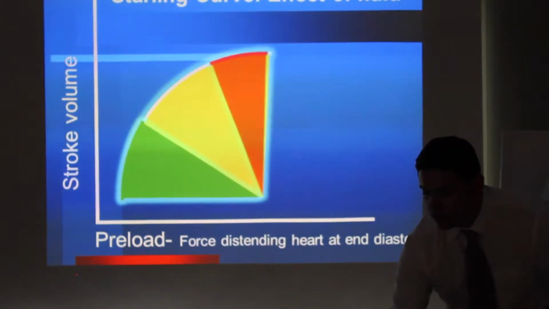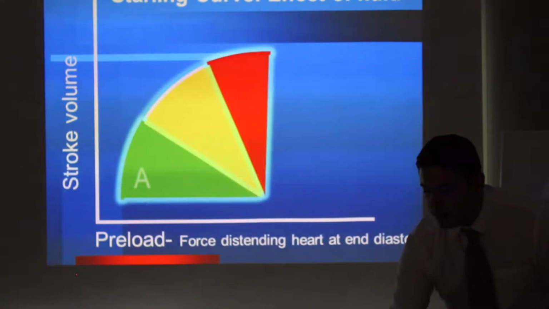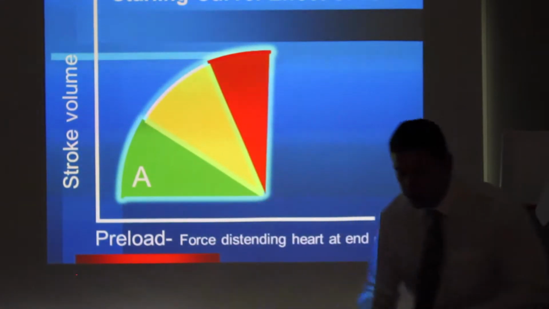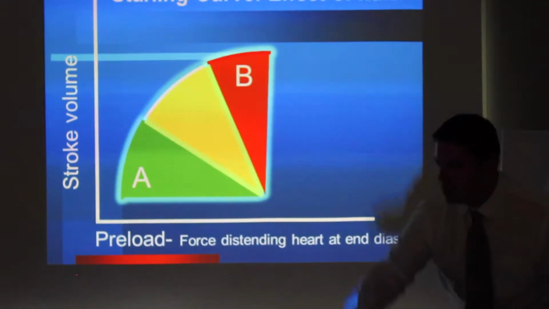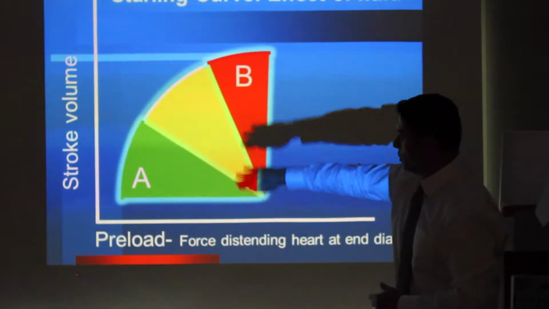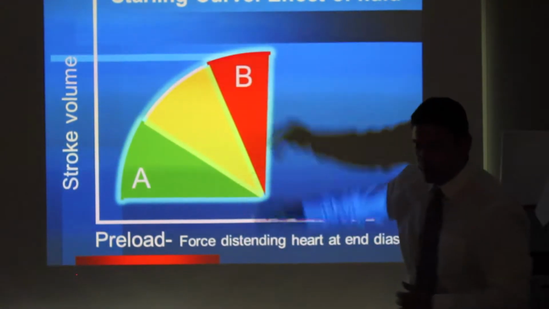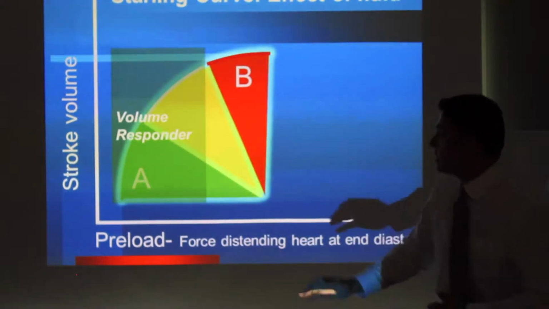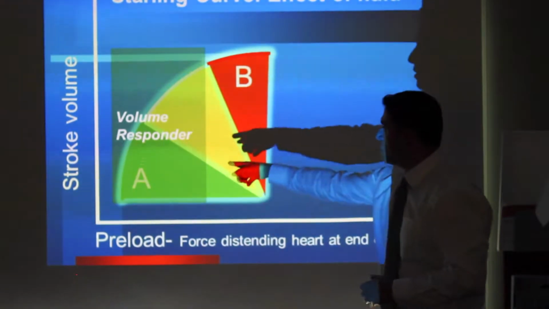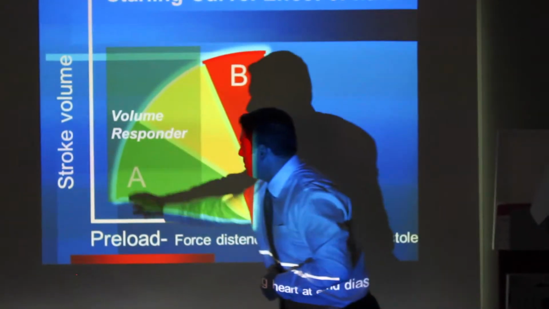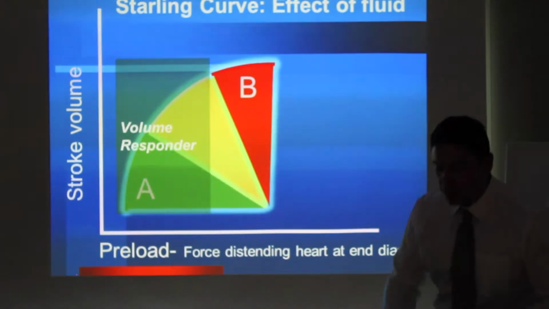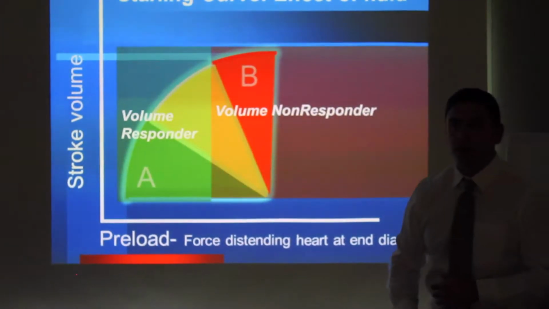If we look at those two squares, we have A on this side and B on the edge. We have the steep portion of the curve, and we also have the plateau on the top. The question is where the patient stands. If the patient is here, we give a little preload and the stroke volume is going to get better. You keep giving until you reach B, which is volume non-responder.